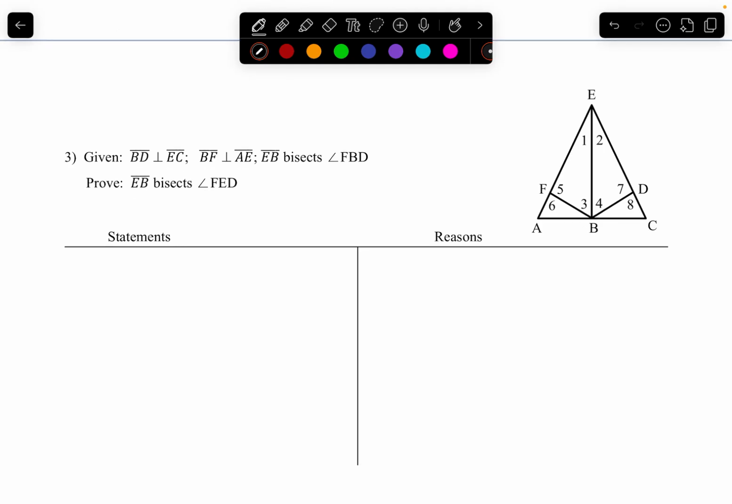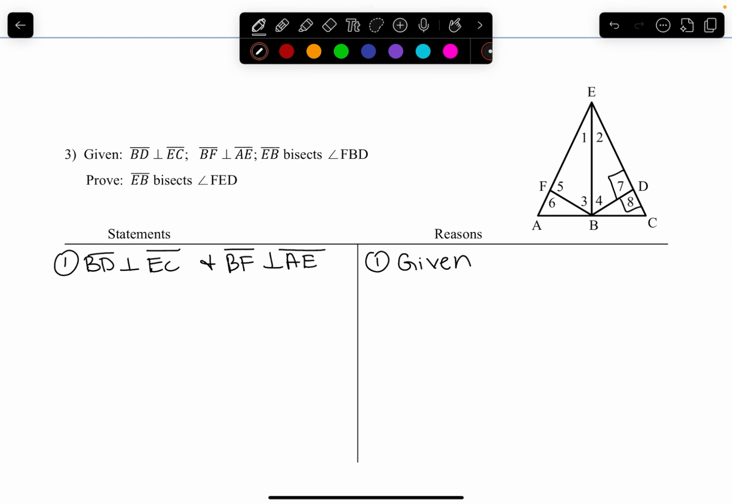So we've got some given information. Notice that our proof is something other than congruent triangles, so I still have to prove my triangles are congruent, but then I got to start using my CPCTC stuff. So first thing I'm going to do is write down my givens. BD is perpendicular to EC, and BF is perpendicular to AE. Those are the same types of givens, so I'll go ahead and put those on the same line. So BD is perpendicular to EC, so that would mean that angle 7 and angle 8 are right angles. And then BF is perpendicular to AE, so angle 5 and angle 6 are going to be right angles.